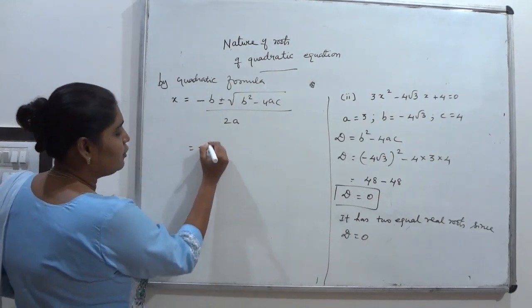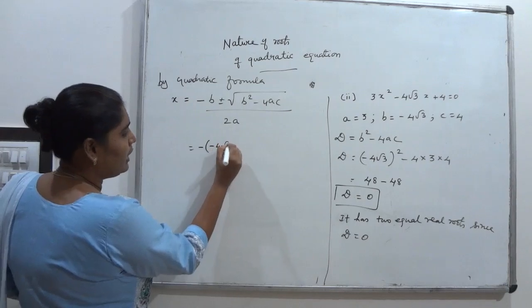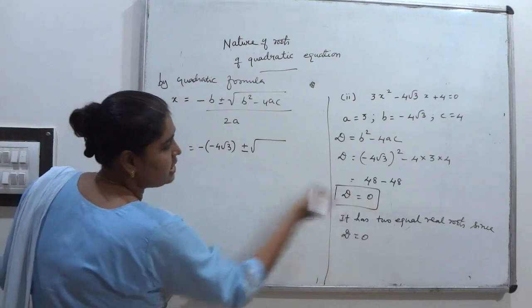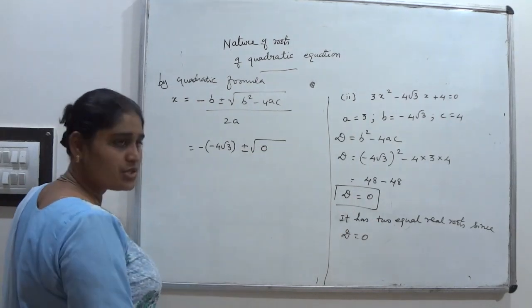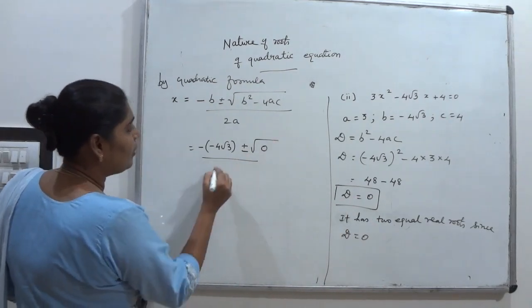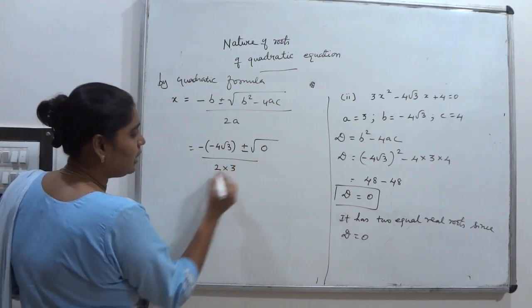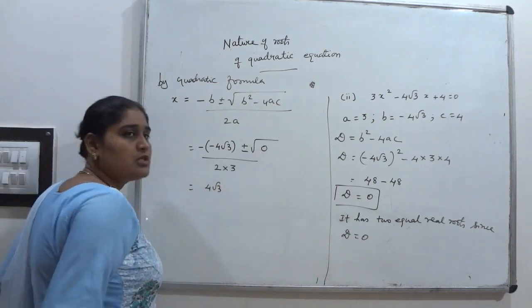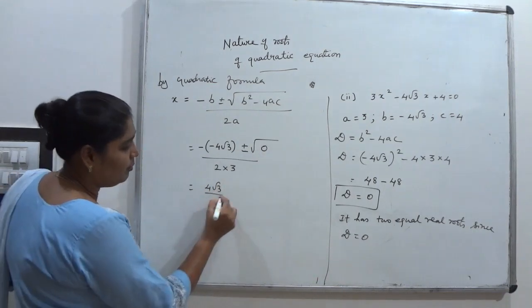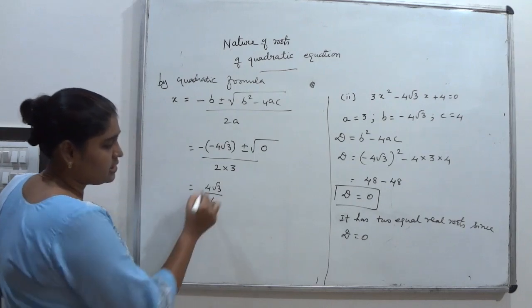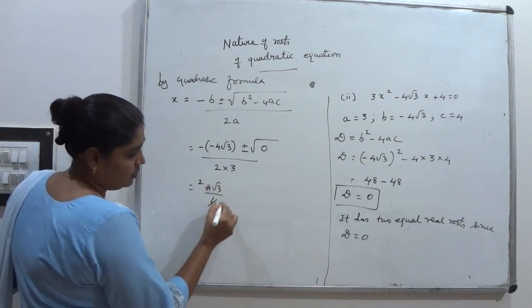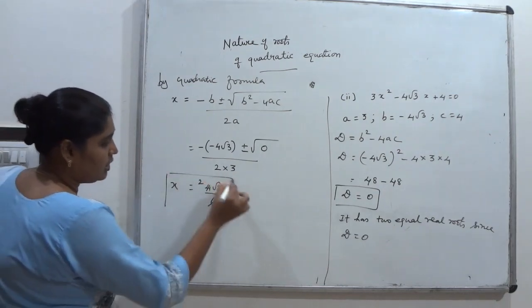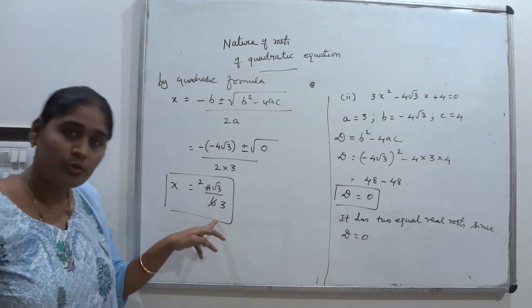Minus b, minus of b value is minus 4 root 3, plus or minus square root of b square minus 4ac, that is capital D value, that is what? 0, I got. So put 0 upon 2a. 2 into a value is what? 3. So minus into minus plus, so 4 root 3. Square root of 0 is simply 0 only. So upon 2 into 3, that is 6. So you will get 2 and 3. So we can write that x is equal to 2 root 3 upon 3.